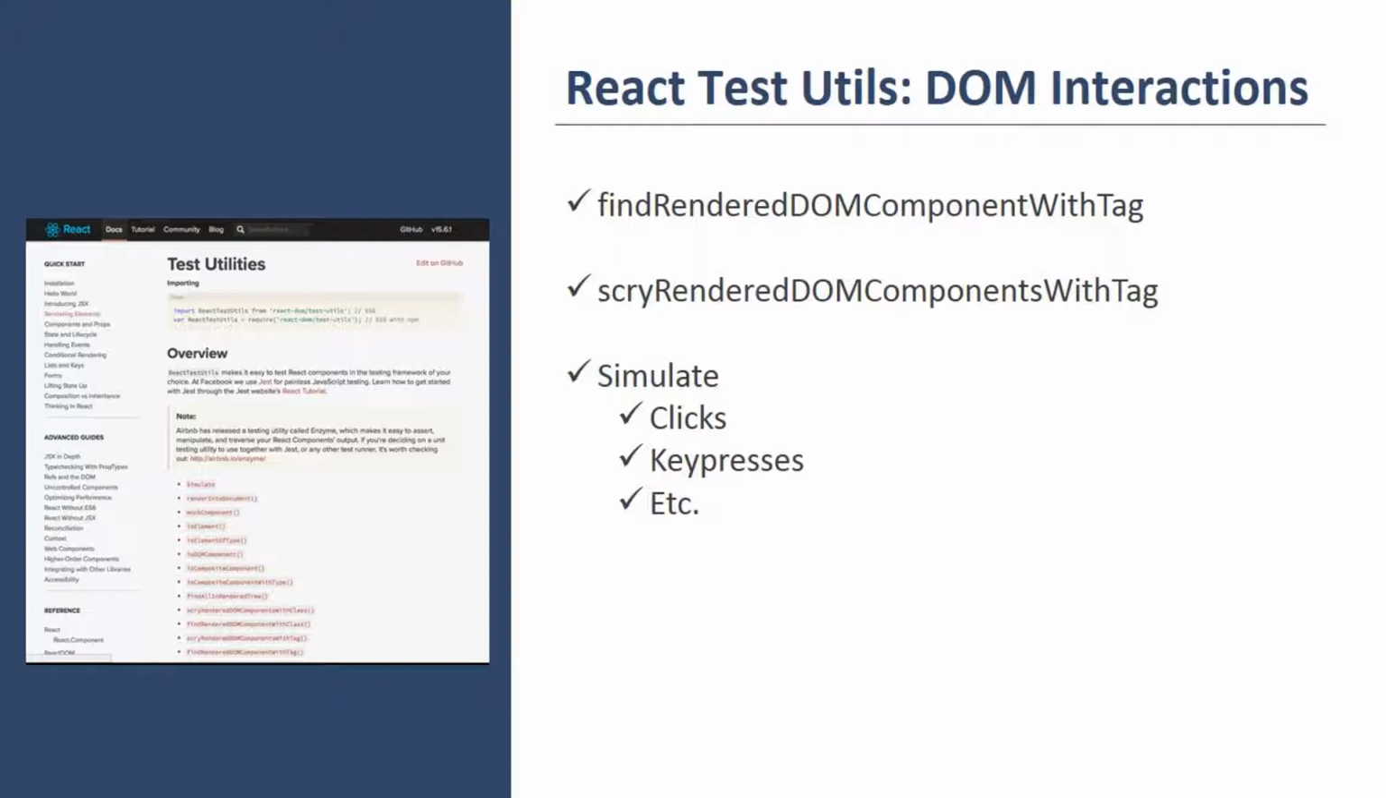Once you have a reference to a specific element, you can simulate interactions on the element using the simulate function. You can simulate any event that React understands: clicks, key presses, form submissions, scrolling, and so on. Simulate is very useful for simulating interactions with your component and then asserting on the outcome of that interaction.